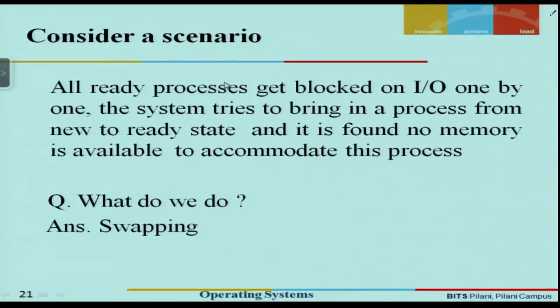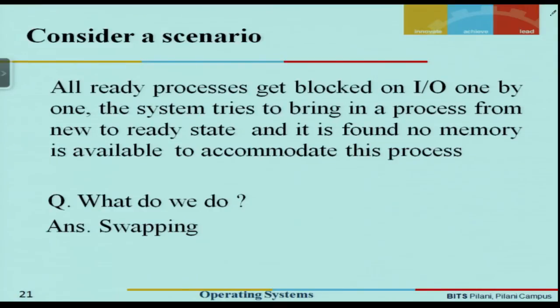So, there can be a scenario where all the processes are blocked on IO and the ready queue is empty. Logically speaking, to maximize the CPU utilization, an attempt should be made to bring in a process from the new state to the ready state. But we find that when we try to move a process from the new state to the ready state, there is no memory available. All the memory is consumed by the processes which are in the blocked state.